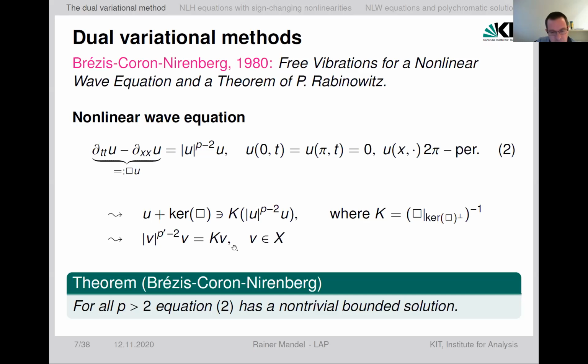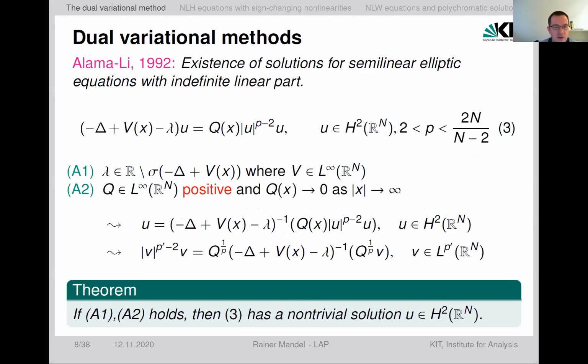that allows to rewrite this equation in this way. And now if you choose a good space X, and if you make the variable substitution that turns your u to the p-1 into v, then you end up with this equation, which turns out to be variational. And Brezis, Coron and Nirenberg used this kind of strategy to prove the existence of a non-trivial bounded solution with the aid of the mountain pass theorem now in this dual formulation. This was pushed further in 1992.